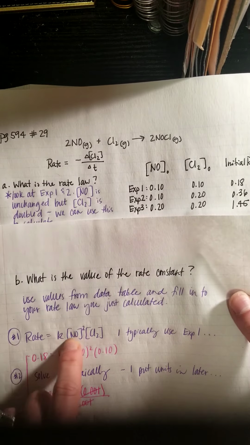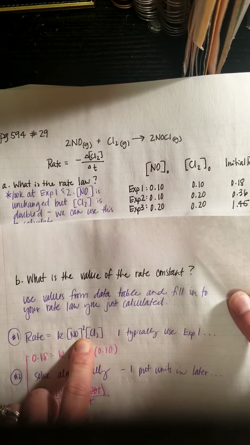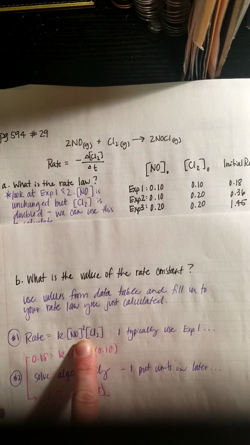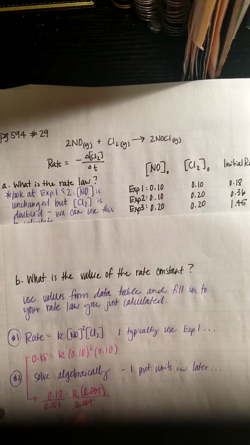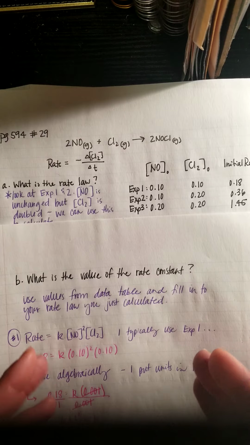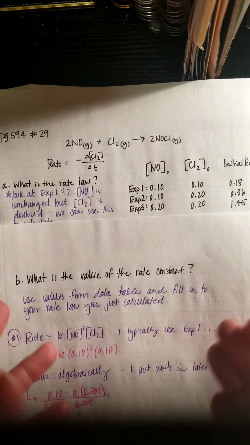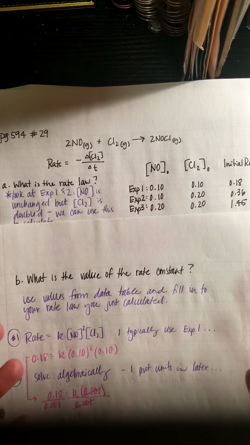So this is my rate law that I just came up with. What I typically do when I'm going to calculate the value of the rate constant, I usually use experiment 1. It's not going to matter. It's all the same exact reaction. Experiments 1, 2, and 3 are all the same reaction, so it's all going to have the same K value. But just as general purpose, I've always used experiment 1.